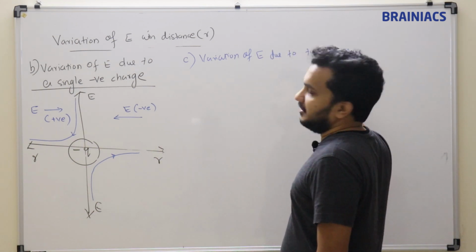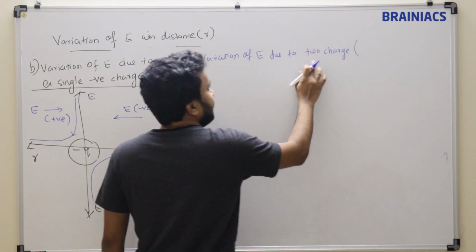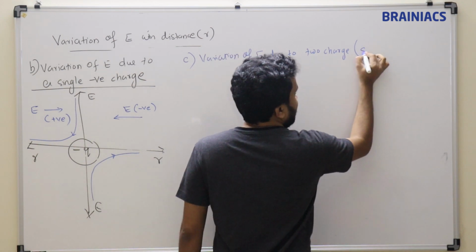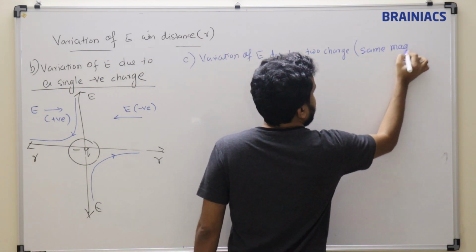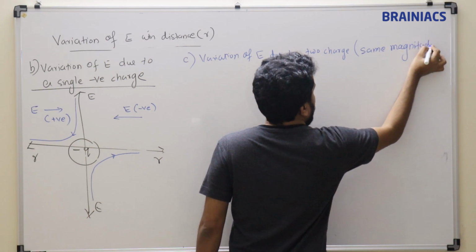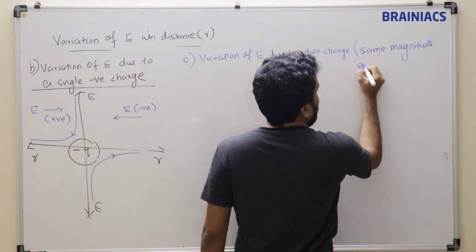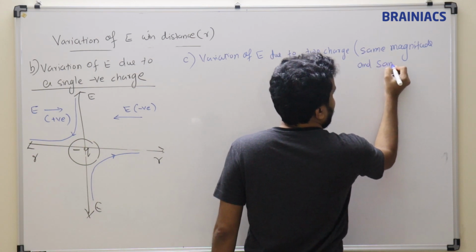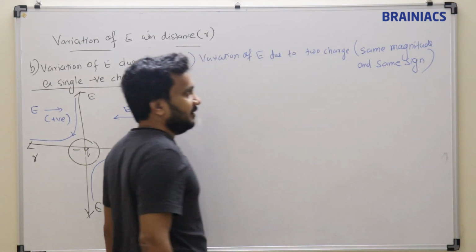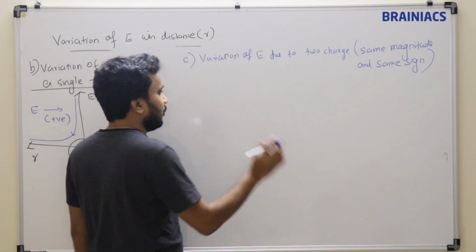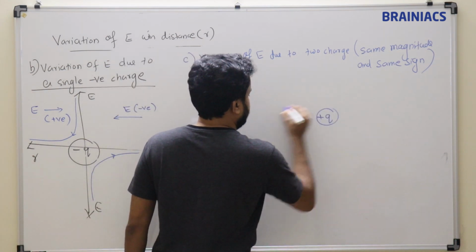What are the properties of the two charges? Variation of electric field due to two charges. Two charges, same magnitude and same sign, which means I am taking two charges, both of equal magnitude. So plus Q and plus Q.